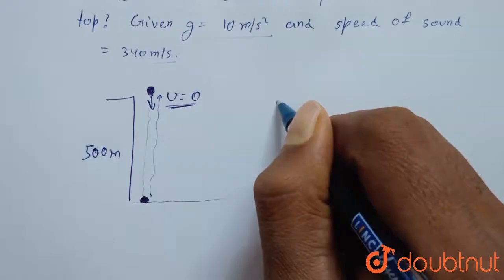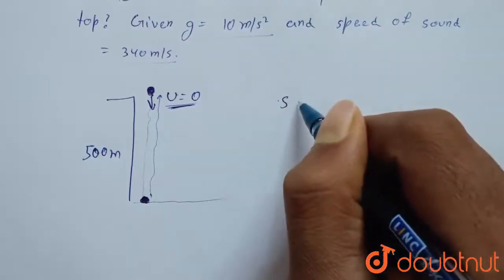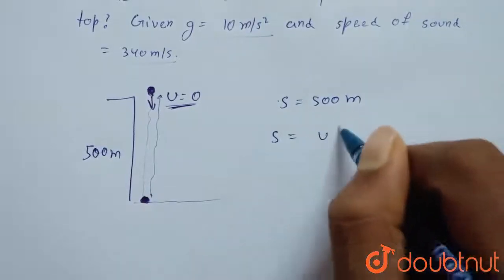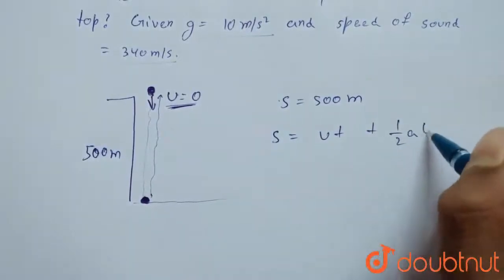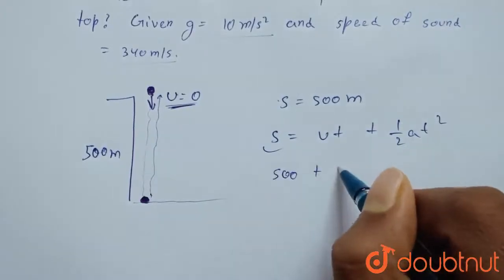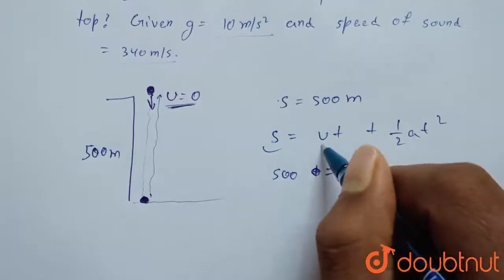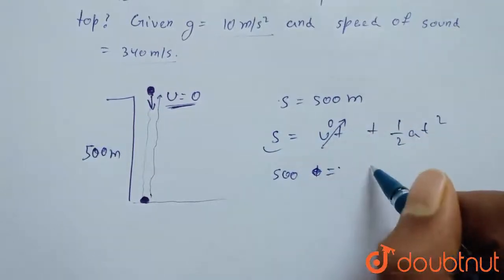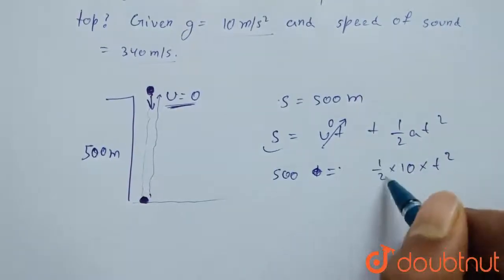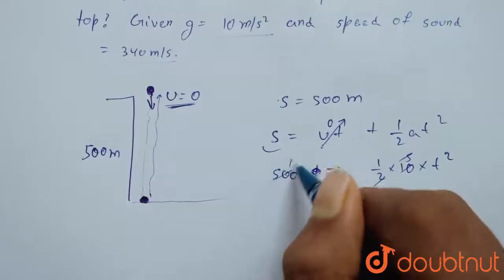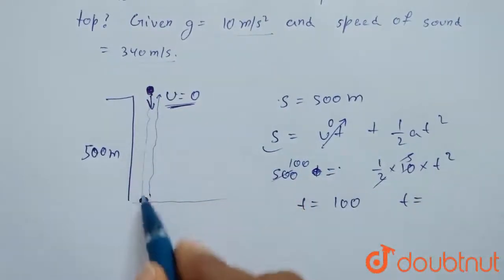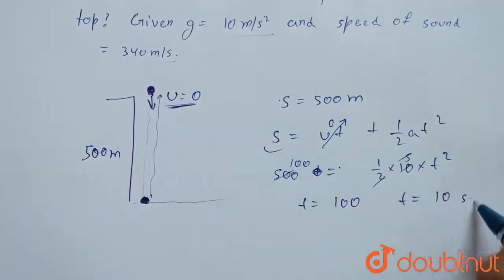As we have displacement of 500 meter, we will apply S equals ut plus half at square. S is displacement, which is 500 meter, equals initial velocity 0, that's why ut will become 0, plus half acceleration, 10, into t square. So from here we will get t square equals 100. It means the time taken by the stone to come to the ground is 10 seconds.